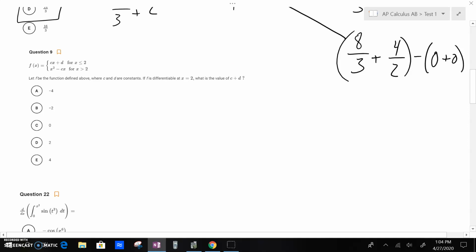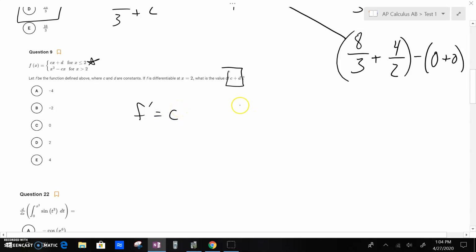This is an interesting way to phrase it. What it means is we don't necessarily need to know either c or d on its own. We only need to know the combination of the two. And I have a feeling, I haven't run these through in advance of this video, that's going to come into play. But let's see, if we're differentiable at 2, if I were to take the derivative of the left-hand piece, so that's this piece, that derivative, or that f prime, is c.